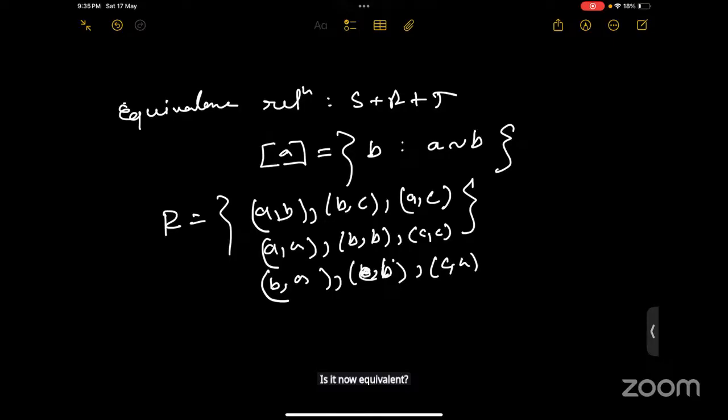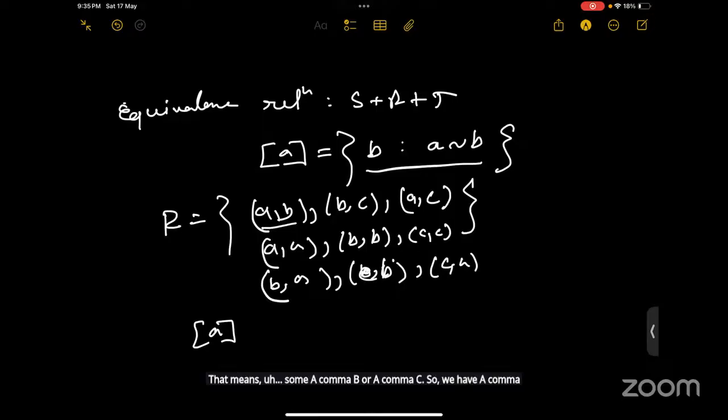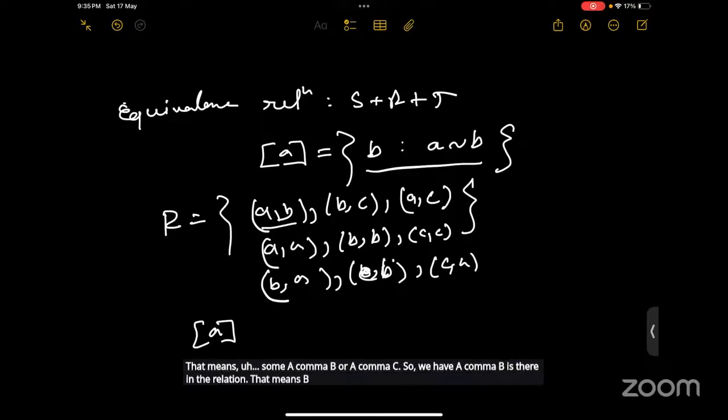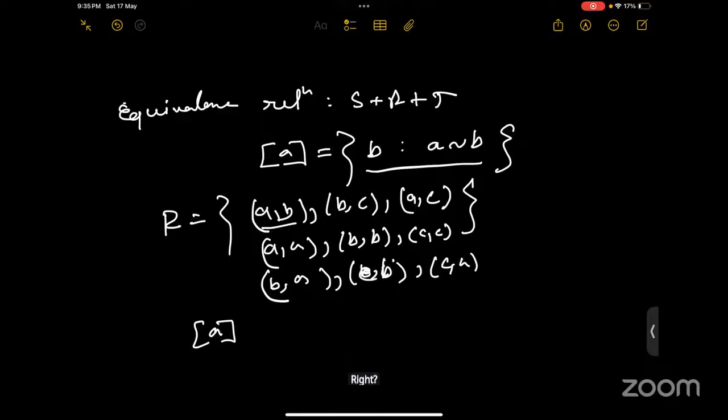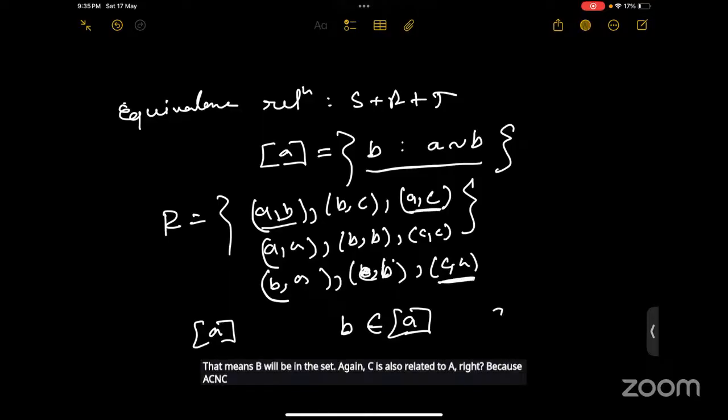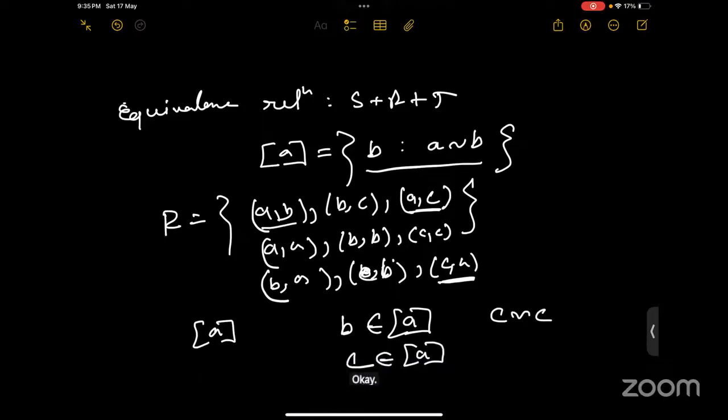Okay. Now, what is the equivalence class of A? Those B which are related to A. That means some A comma B or A comma C. So we have A comma B in the relation. That means B is related to A under the relation R, right? That means B will be in the set. Again, C is also related to A, right? Because A, C and C, A are there. So C is related to A, so C is also in the set. Okay. That means here we have the equivalence class.